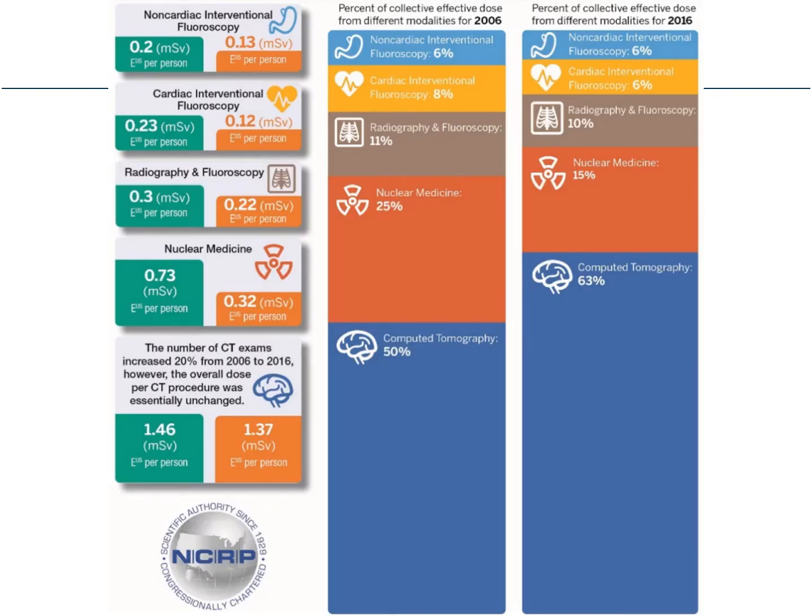You can see here from the corresponding values of 2006 and 2016 that the contribution of CT scanning to the total dose has increased from 50% to 63%, but the absolute dose value from CT scans has dropped slightly, from 1.46 to 1.37, despite the fact that the total number of CT scans continued to rise. Note that it has risen by 20% between 2006 and 2016.